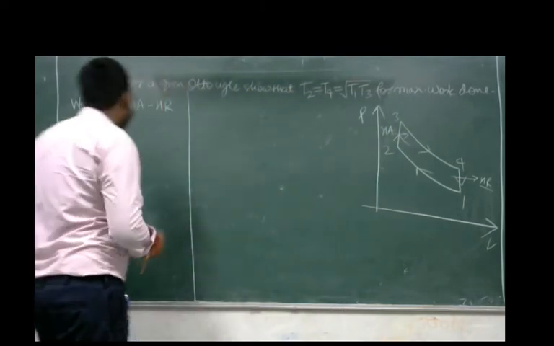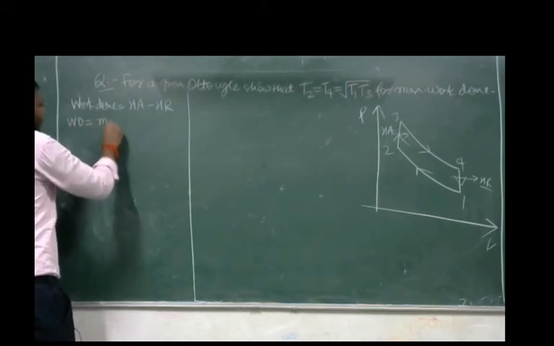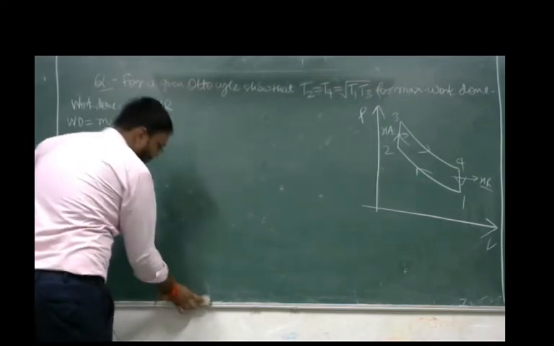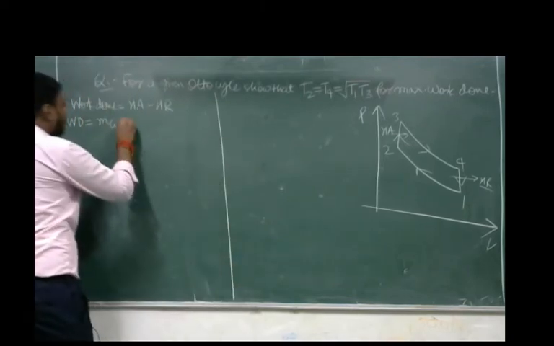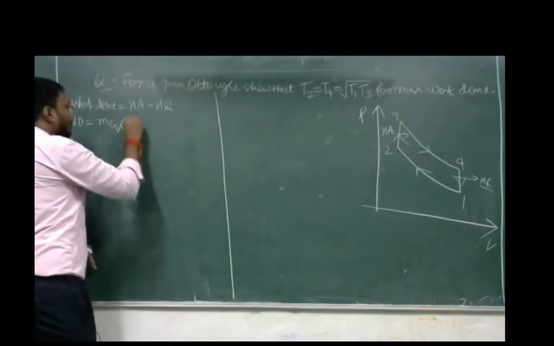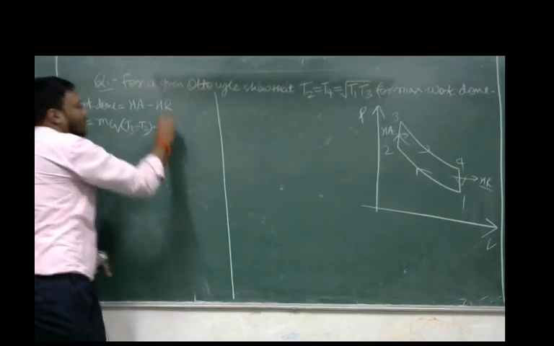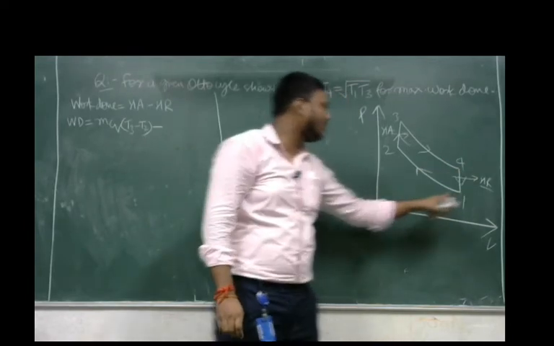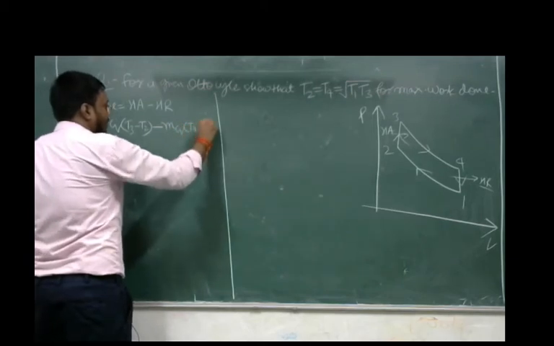It is a constant volume process, so we can say that heat addition is mCv (T3 minus T2). Heat addition minus heat rejection: again it is a constant volume process, so heat rejection is mCv (T4 minus T1).